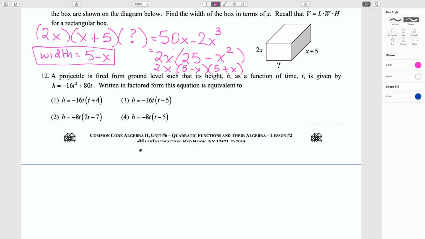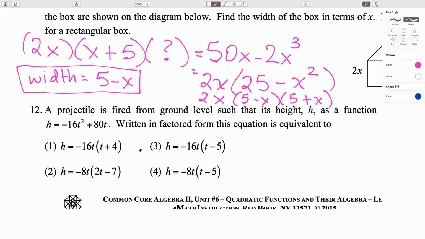A projectile is fired from the ground level such that its height, h, is a function of time, t. It's given by h equals negative 16t squared plus 80t. Written in factored form, this equation is equivalent to, well, let's factor, shall we? Negative 16t squared plus 80t. I notice that all of our choices have negative GCFs factored out.